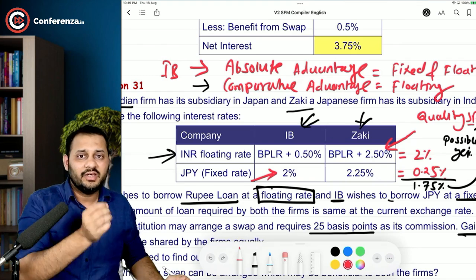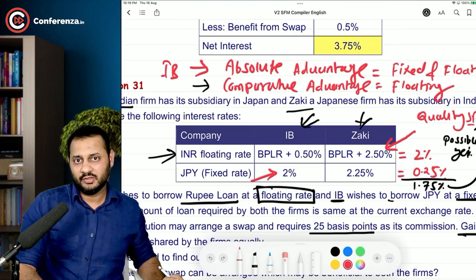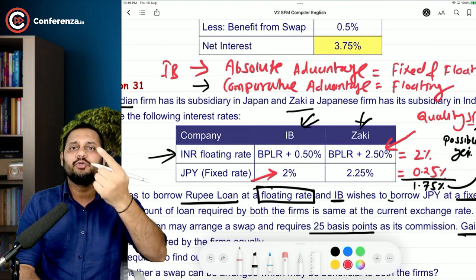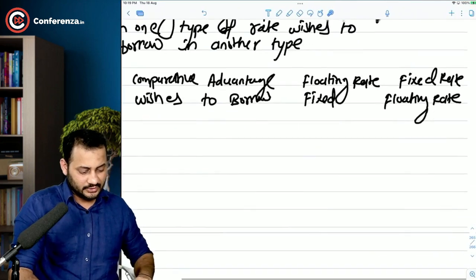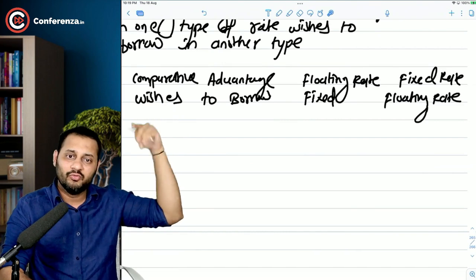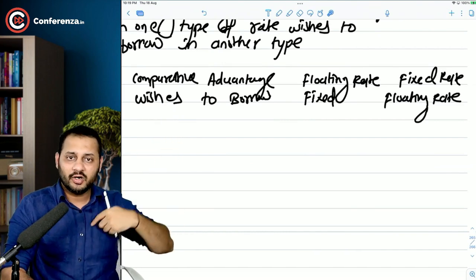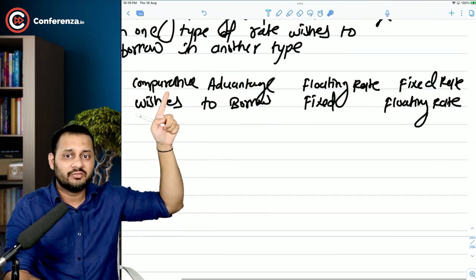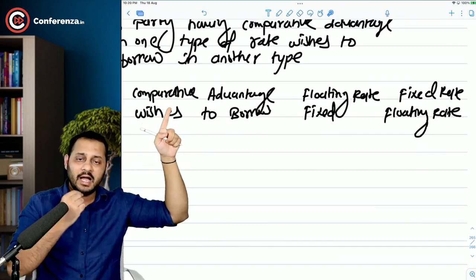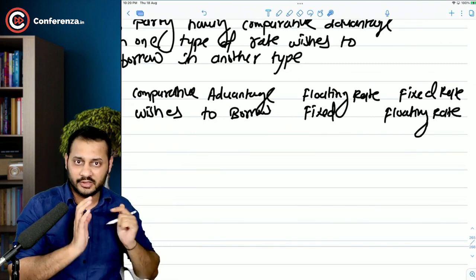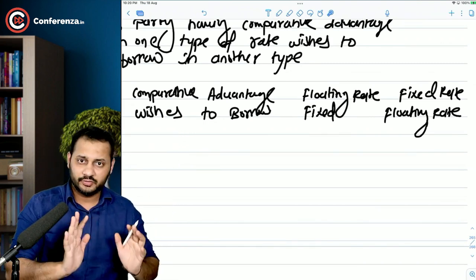It is only when we cannot do what we want. So your need should be fulfilled by me, my need should be fulfilled by you. That's when the swapping is possible. So what is happening in this case is, you have an advantage in floating, but you want a fixed rate. So what I will do is, I will ask you to get the loan at floating because you have the advantage, and swap that with me. I will give you the fixed rate that you want. That's when the swapping is possible. Understood one thing? Okay.